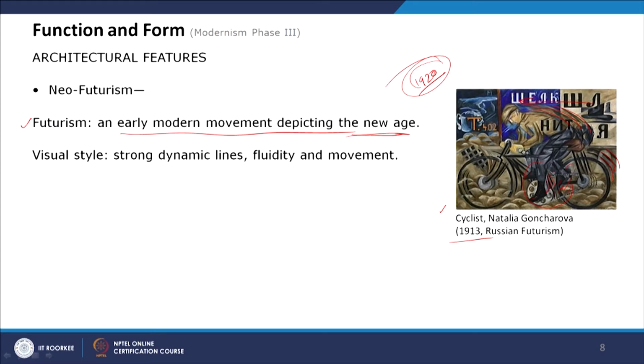So it gives a feeling of motion, so that this is not a capture of a particular time. There is a timeline added into it, and the cyclist is moving. This motion and dynamism is one of the key features of the futurist style.